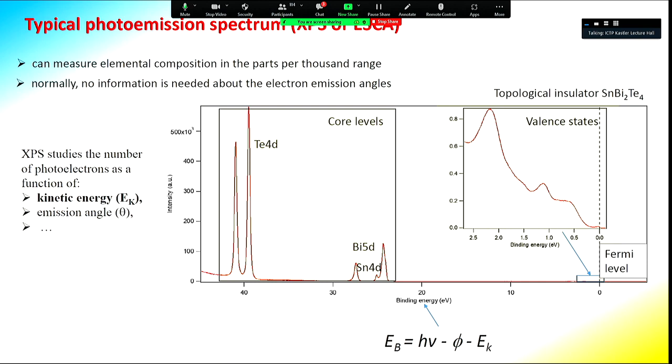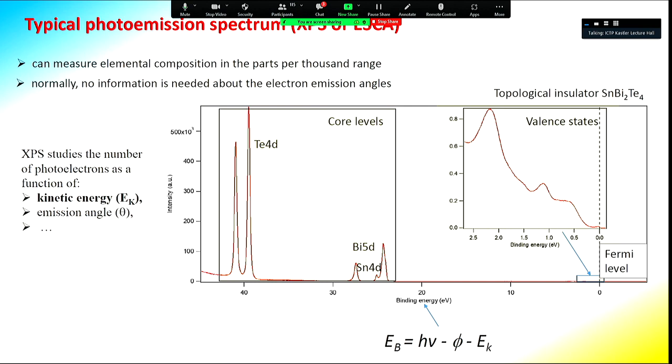Normally in this type of experiment, you are not interested in the angular distribution of electrons. You are typically taking the intensity of the emitted electrons as a function of their kinetic or binding energy. The conversion of this type of spectra is very easy: you just scale the kinetic energy into the binding energy, and that's all.